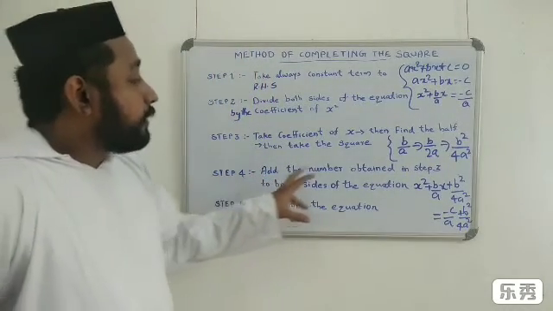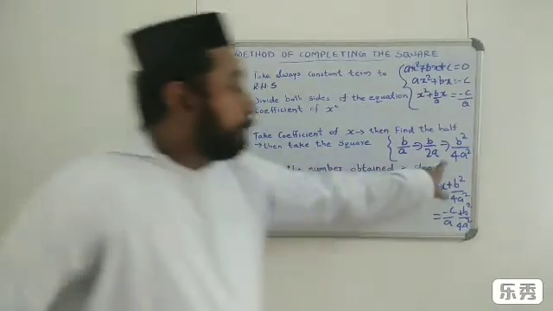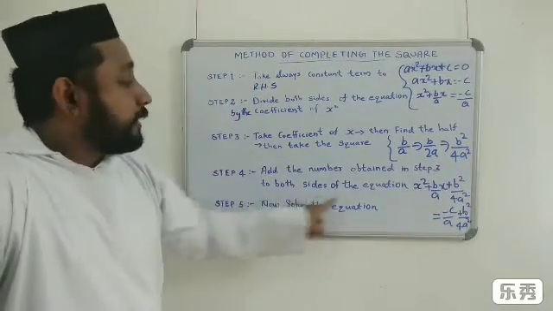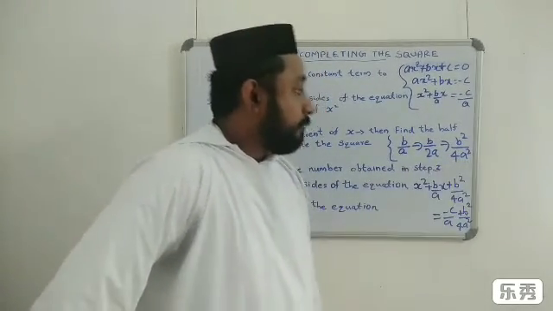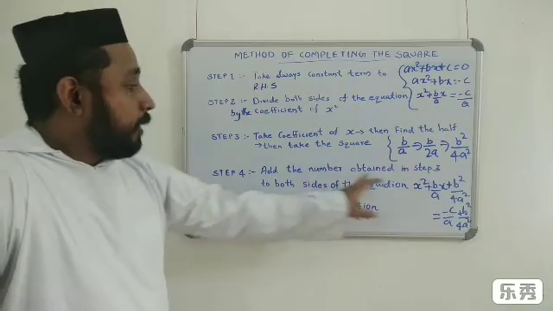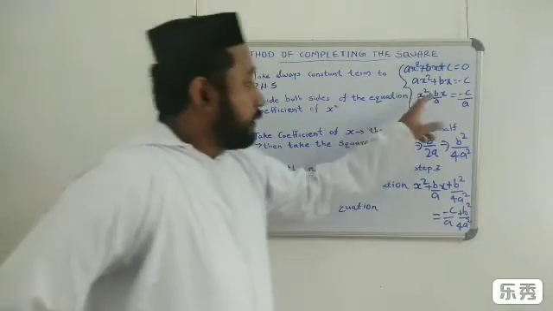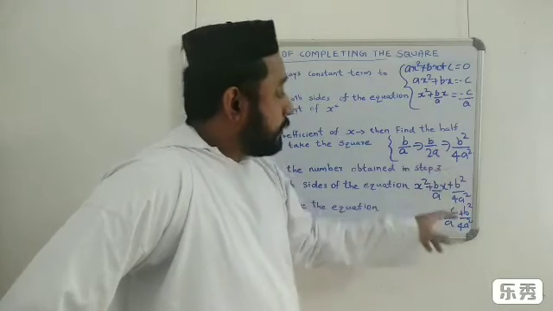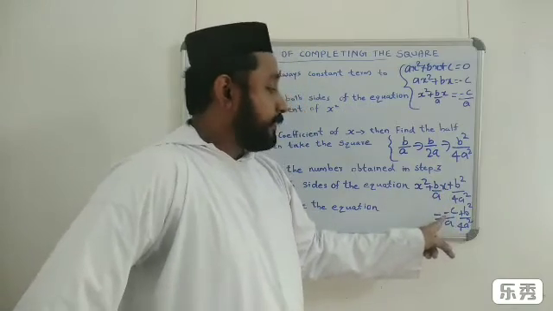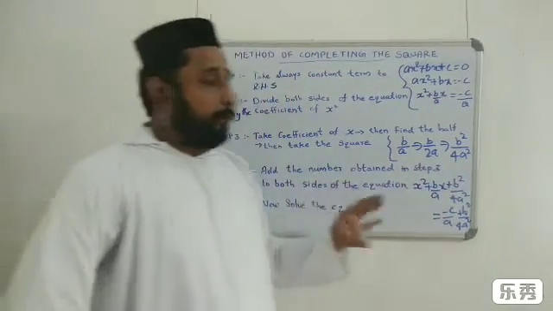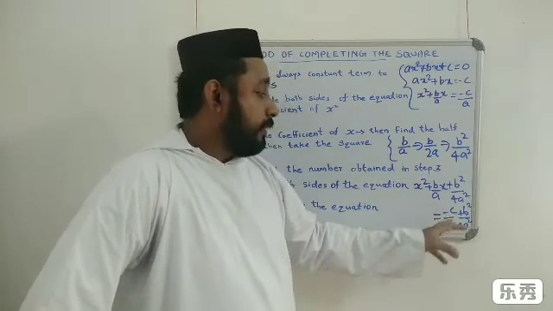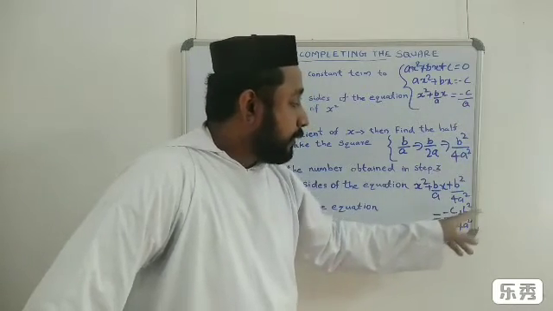Then step 4: add the number obtained in step 3 to both sides of the equation. The number obtained in step 3 is b²/4a². We have to add this number to the equation. Therefore, we get x² + (b/a)x + b²/4a² = -c/a on the RHS plus the same number. When we add a number to an equation, we have to add it to both LHS and RHS. So when we add b²/4a² to the LHS, we also add it to the RHS: -c/a + b²/4a².